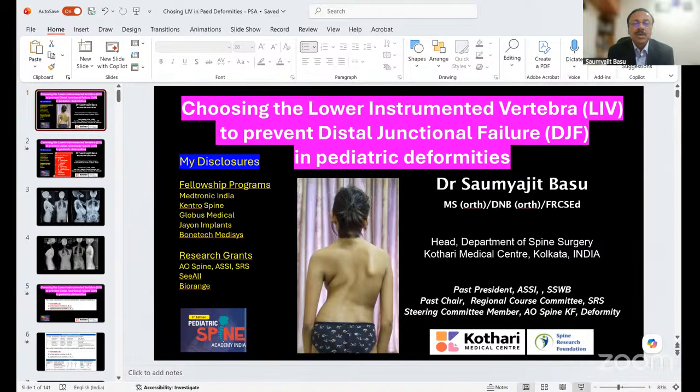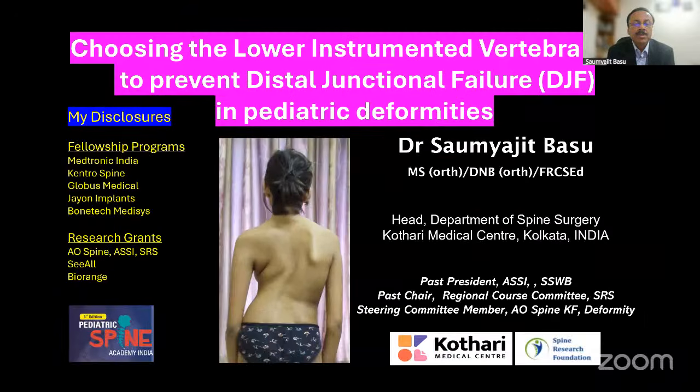So this talk is about choosing the lower instrumented vertebra to prevent distal junctional failure in pediatric deformities. What I'll try to do is capture as many clinical case examples as possible rather than going into the literature, because diving deep into the literature is basically getting to a system in which you can actually have literature for all you want to say.